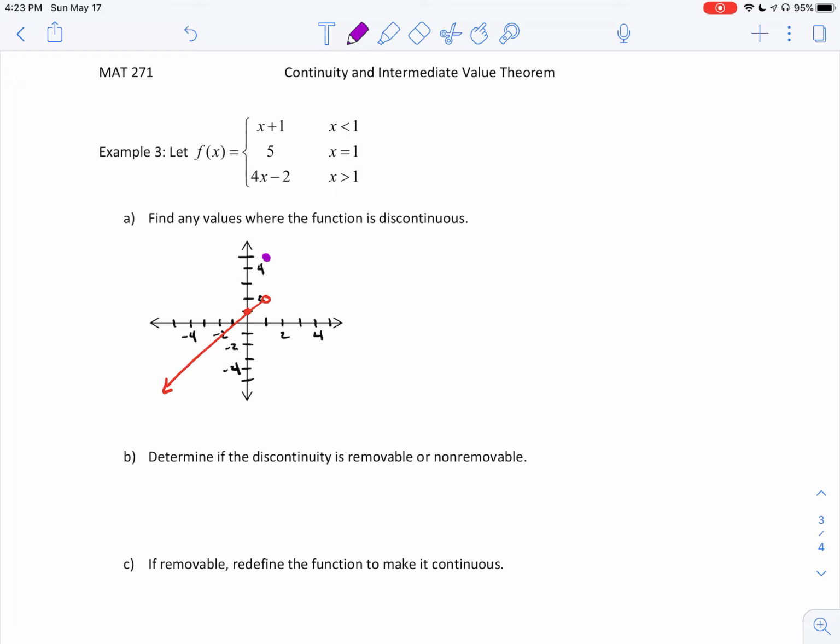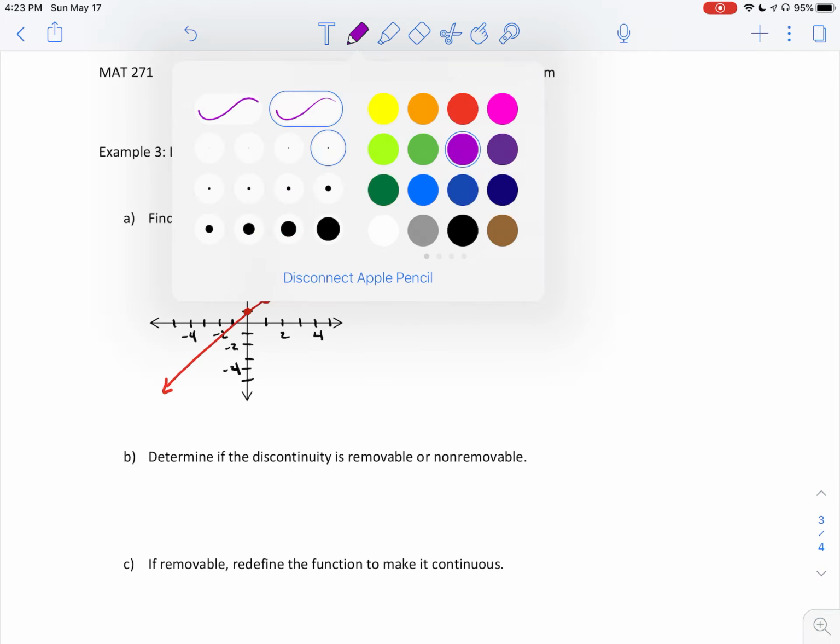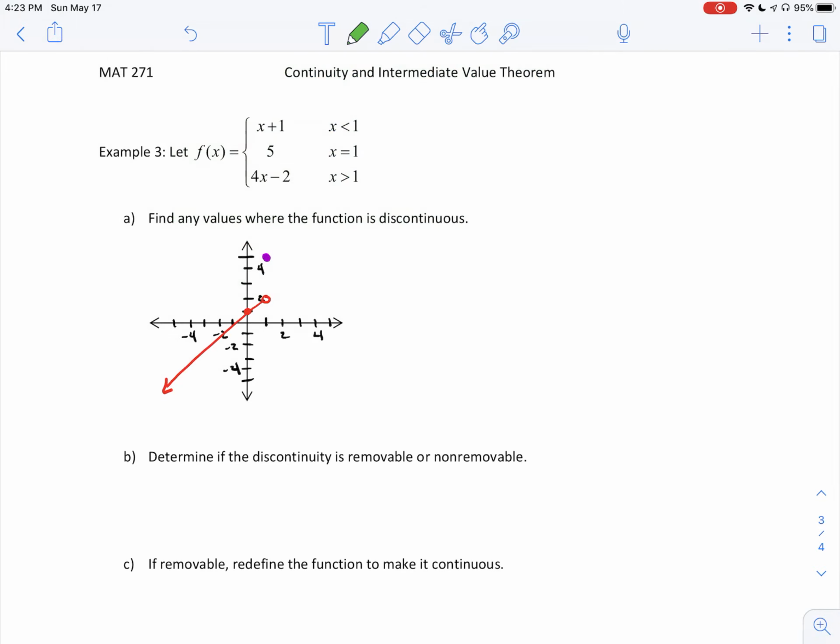And then we have f of x is equal to 4x minus 2 when x is greater than 1. So we're thinking about what that's going to look like at 1. So 4 times 1 would be 4, minus 2 would give us 2. So that would be right here. All right, so right where our other graph left off, that's got a slope of 4 then. So it's going to go 1, 2, 3, 4 up and look something like that.